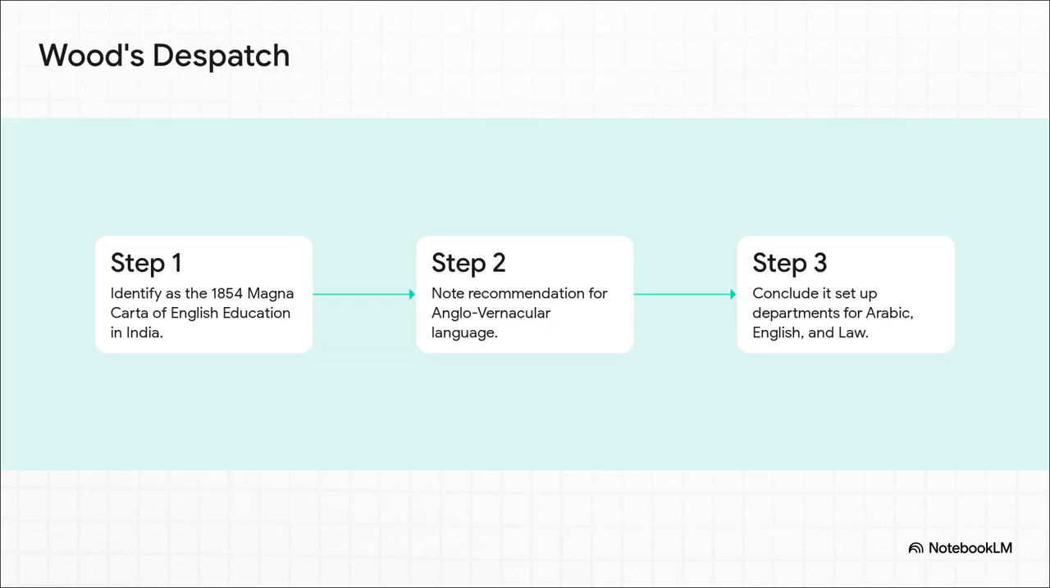And for those dreaded multi-statement questions, use a step-by-step elimination process. Take this beast of a question on Wood's dispatch. Instead of panicking over a massive paragraph, just break it down. Step 1. Recognize it as a pivotal 1854 document for English education in India. Step 2. Recall that it dealt with Anglo-vernacular language. Step 3. Use those clues to verify it recommended departments for Arabic, English, and law. If a multiple-choice option misses even one of those elements, boom, eliminate it. The whole thing becomes purely systematic.